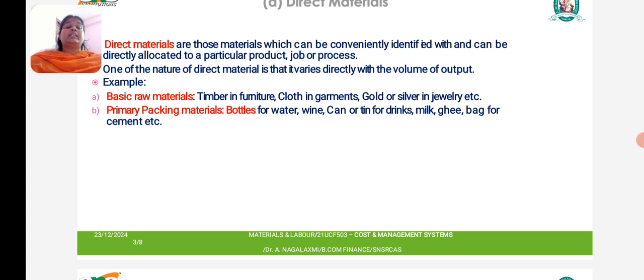Primary packing materials: bottles for water, wine, a can or tin for drinks, milk, ghee, bag for cement. These are the indirect materials. So indirect materials are not needed for manufacturing, but they are needed for selling a product. Those things are said to be indirect materials. That is primary packing materials. They have given an example.